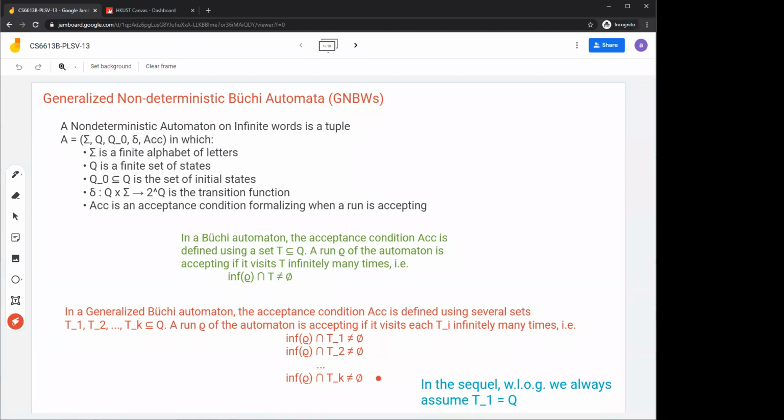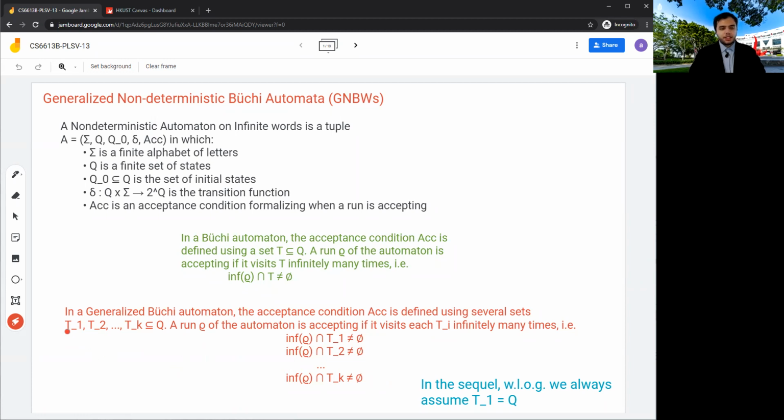Now, as the name suggests, in a generalized Büchi automaton, what we do is that instead of just having one set, we have k different sets, T1 to Tk. And these are also all subsets of our state set Q. And then a run is accepting if and only if it visits each one of these Ti infinitely many times. So the run rho is accepting if the set of vertices that are seen infinitely often in rho intersects with T1, but also intersects with T2, T3, and so on until Tk.